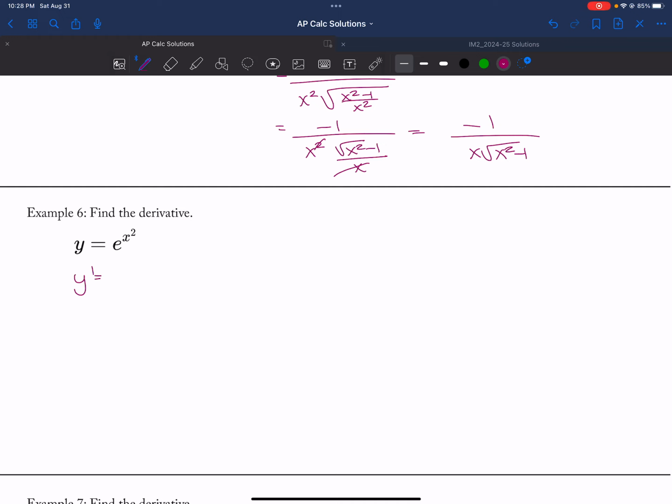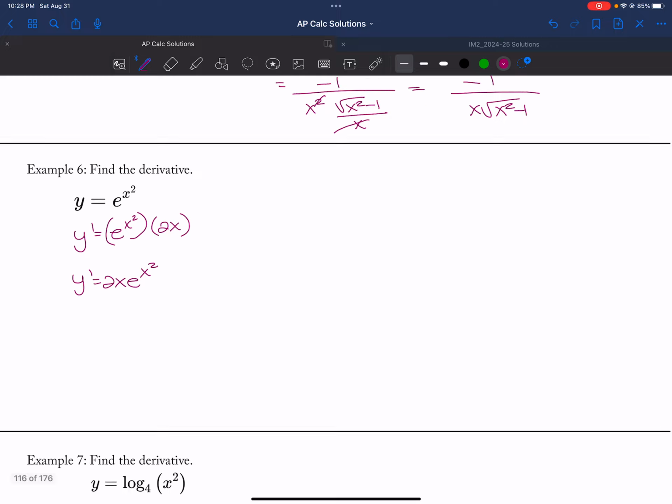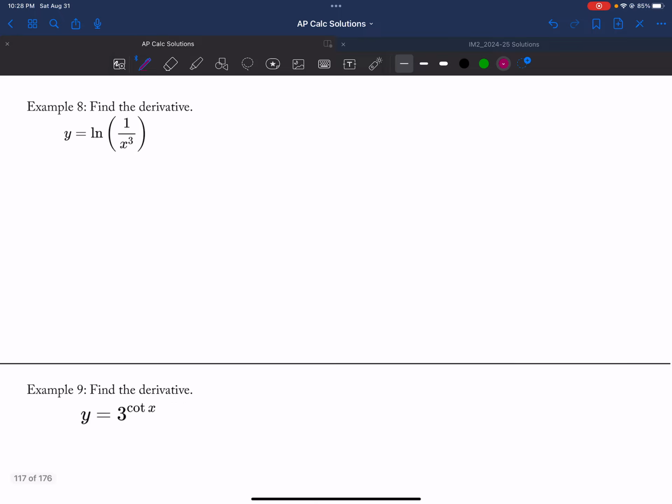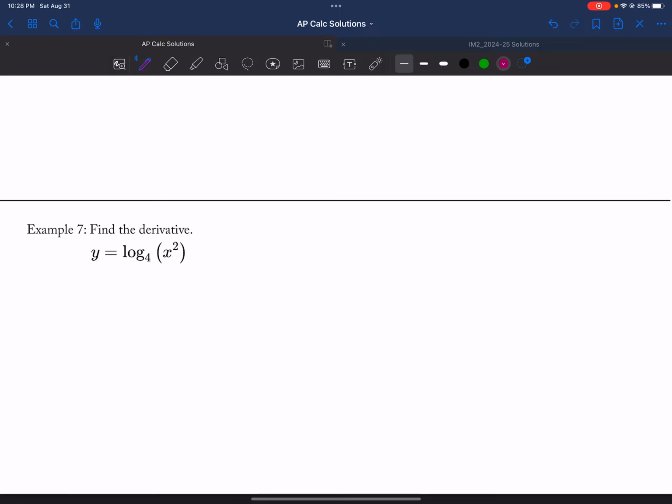Okay, so y prime, the derivative of the outside is e to the x squared, and then multiplied by the derivative of x squared, which is just 2x. So y prime is 2x e to the x squared. My logarithm derivatives, wow, there's a lot of examples today. So y prime is 1 over x squared ln of 4, multiplied by the derivative of x squared, which is 2x. So one of my x's cancel out. So I'm left with y prime is 2 over x ln of 4.